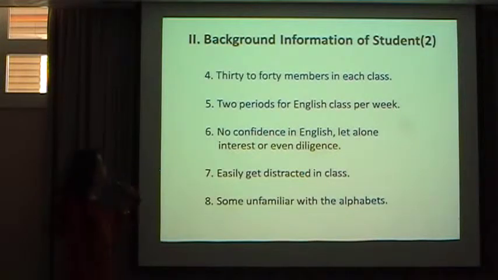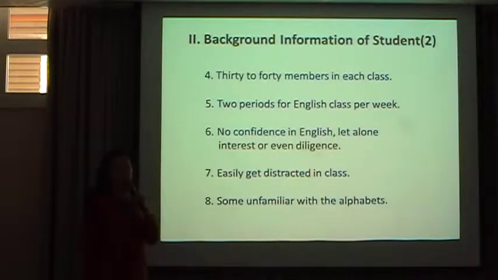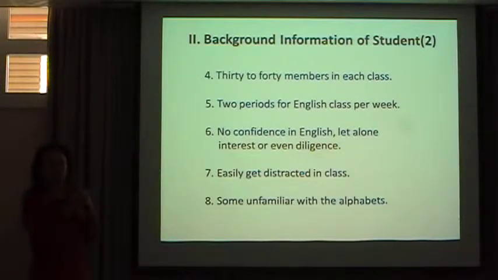Number 4, 30 to 40 members in each class. You can imagine 30, 40 students in the whole class. 2 periods for English class per week. So we have only 2 hours of learning English. And you know that 2 hours per week and 5 weeks comes an examination. So totally we have 10 or 12 hours to learn English, and then there comes a big test for them. Okay? No confidence in English.